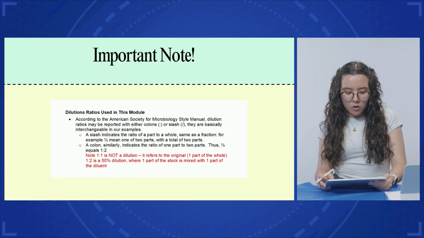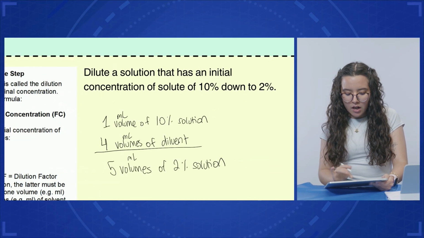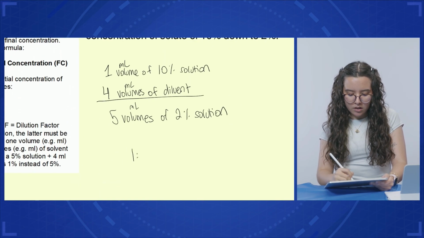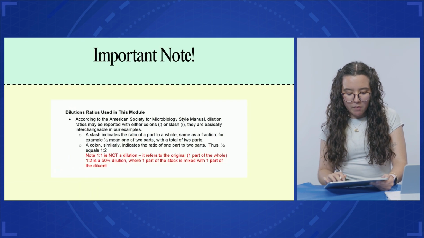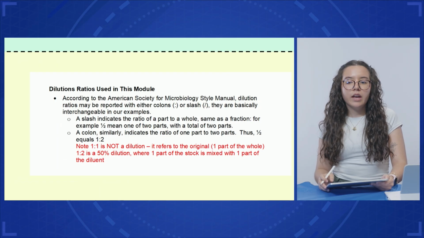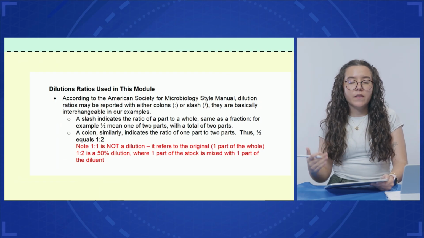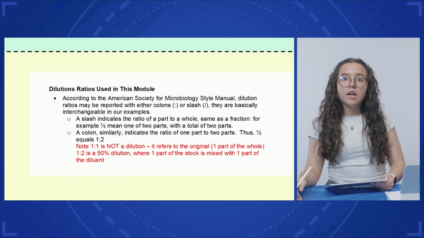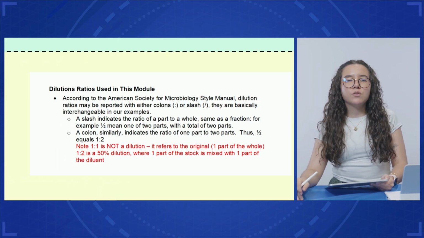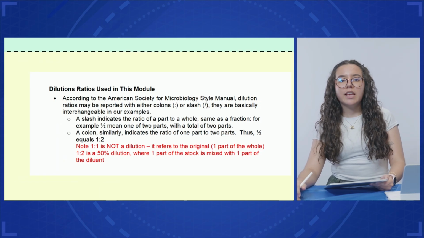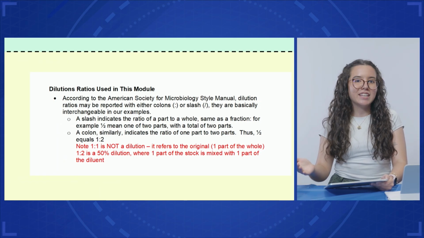Now it is important to note, this here would have been a 1 to 5 dilution. A common mistake that people make is, let's say when they're halving the dilution, or going from a 1 molar to a 0.5 molar, a lot of people will refer to that as a 1-to-1 dilution mistakenly. That is not correct. A 1-to-1 dilution is an undiluted substance.